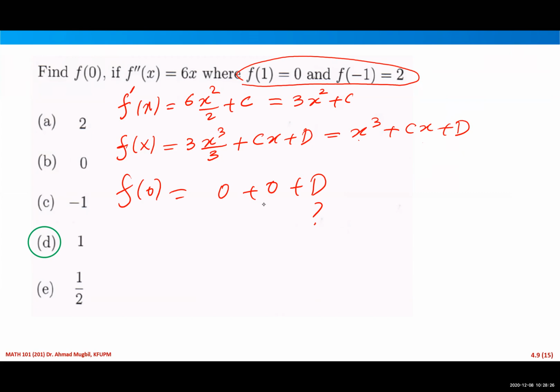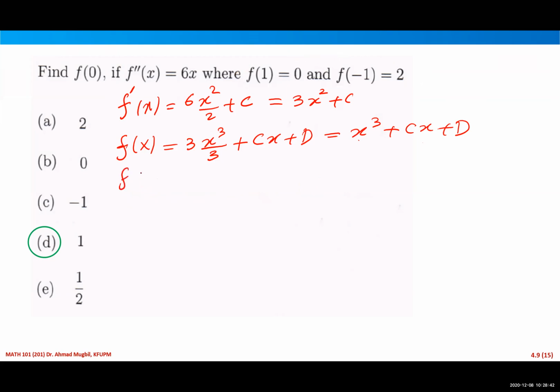Is the idea clear? How do you know that d is 1, not negative 1 or 2? So you cannot do that, of course. So now what we will do is find the value of the function at 1. We will use these conditions.